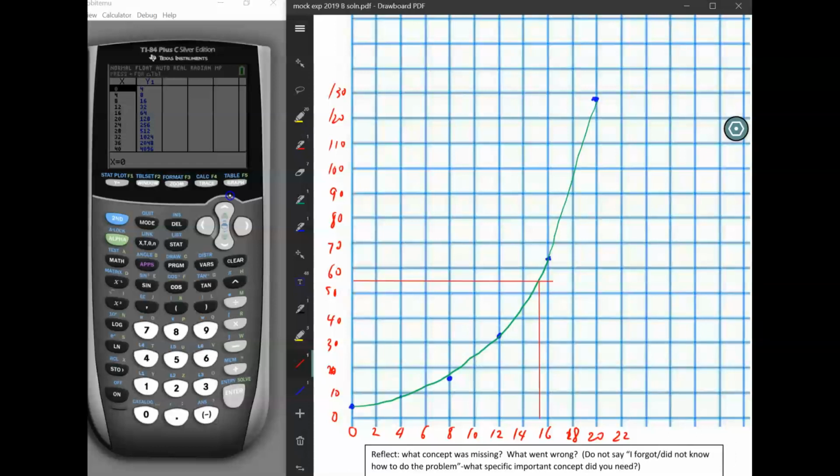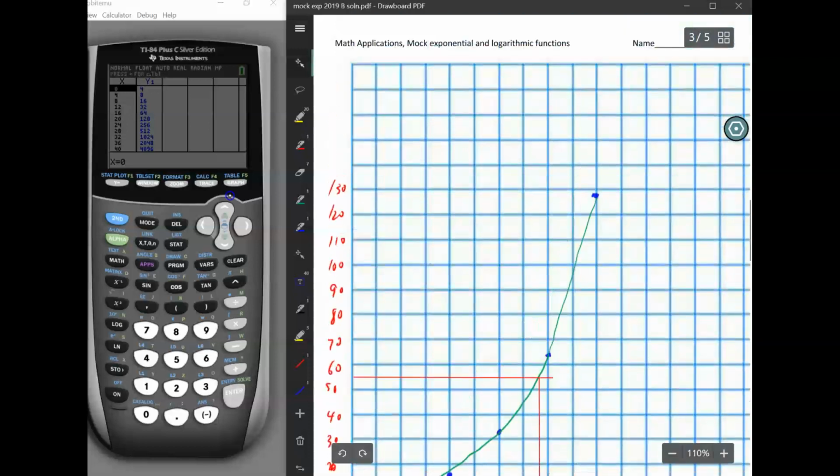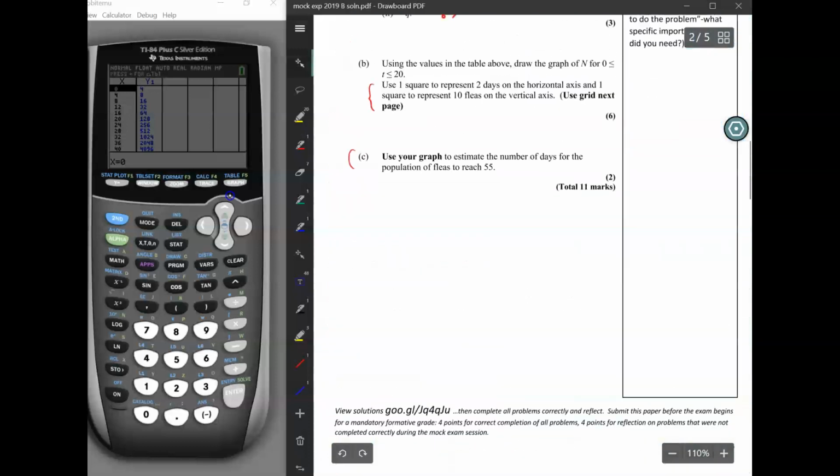So maybe I would say 15.5, something like that. So let's say 15.5. Okay. And it says number of days, so you could take your 15.5 and say, if you want whole number days, it would be 15 or 16. In this case, wouldn't you need to actually get to 16 to actually reach 55? Because 15 would be slightly less than 55. So if you were going to give a whole number of days, you would say 16. If you were going to give a decimal number of days, 15.5.